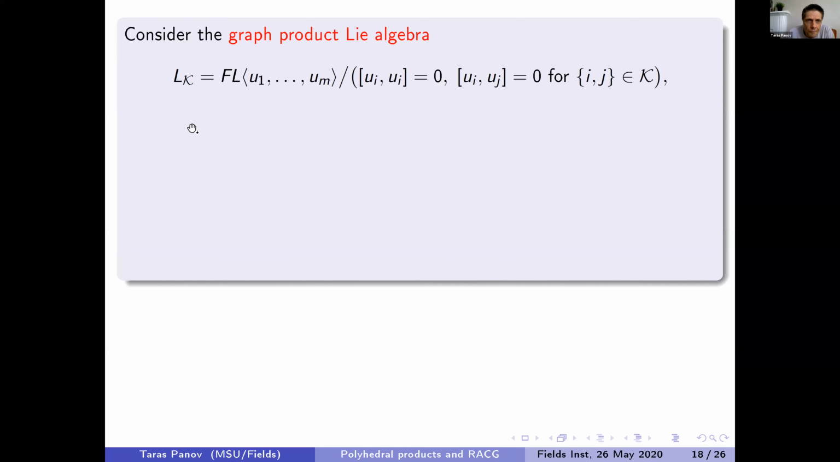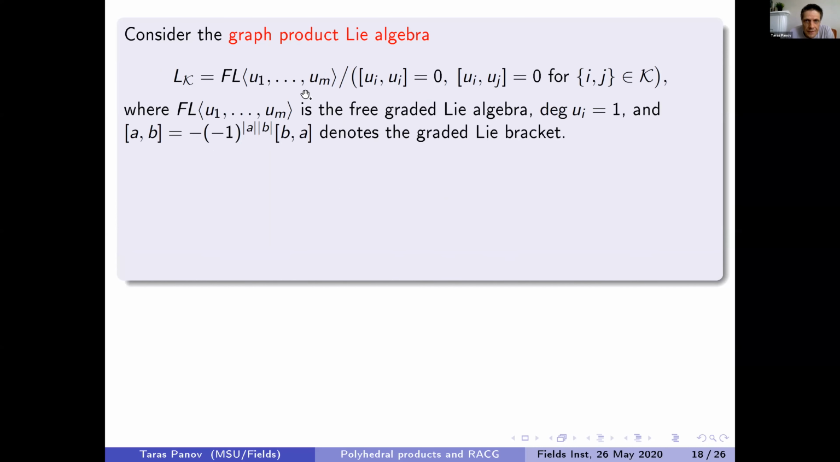You look at the free graded Lie algebra on m one-dimensional generators and put in commutativity relations like in the right-angle Coxeter group. You make the square of each element zero, but now it's a Lie square. These elements are of degree 1, so this is a nontrivial relation in the graded sense; it is not automatic because you have degree 1 elements. You also put the commutativity relation whenever you have an edge. It's called the graph product Lie algebra. The bracket here is a graded Lie bracket with signs.